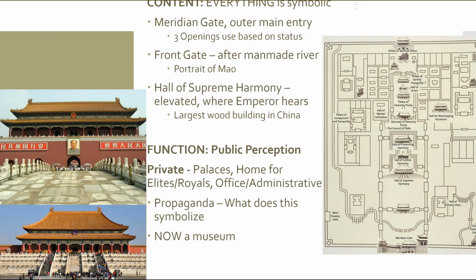Okay, so anyway, content. Everything is very symbolic. The order, the placement of things is really, really important. So the first thing that we're going to look at is the Meridian Gate.